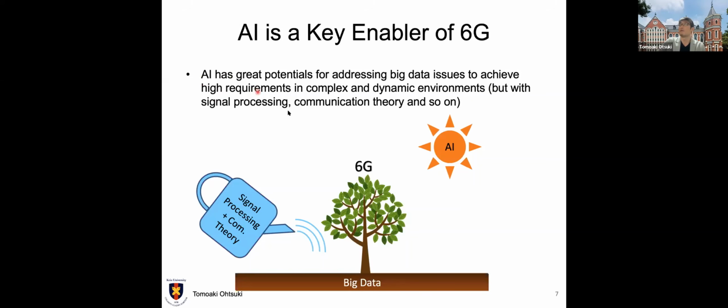This is a figure I like. We can say AI is one of the key enablers of 6G. Of course, AI needs big data, but not only AI or big data; conventional or traditional theory, like signal processing, communication theory, and others, is of course needed. We need to combine them and set up a new theory or new system.